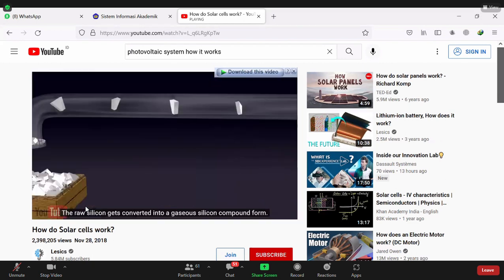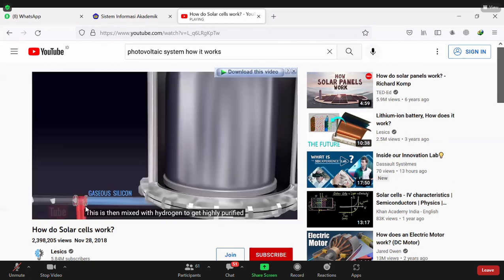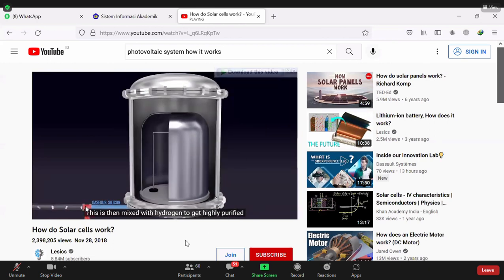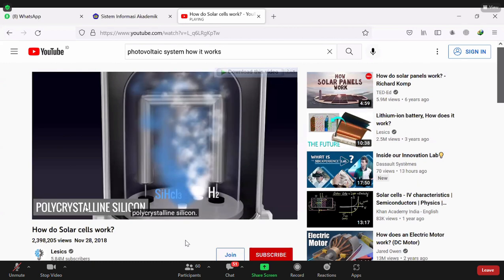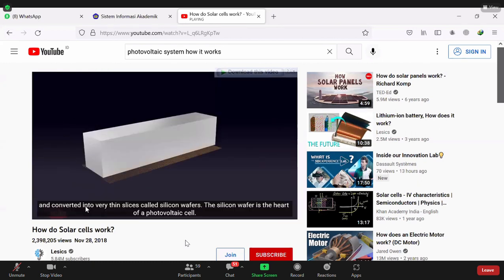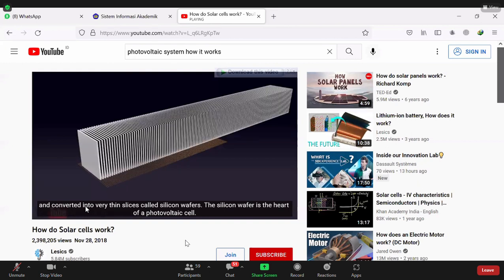Nah, ini silika, ya, dicampur dengan hidrogen, makanya proses menjadi polikristalin silikon. Ada macam-macam tipenya: ada mono, ada poli. Silicon ingots are reshaped and converted into very thin slices called silicon wafers. The silicon wafer is the heart of a photovoltaic cell.